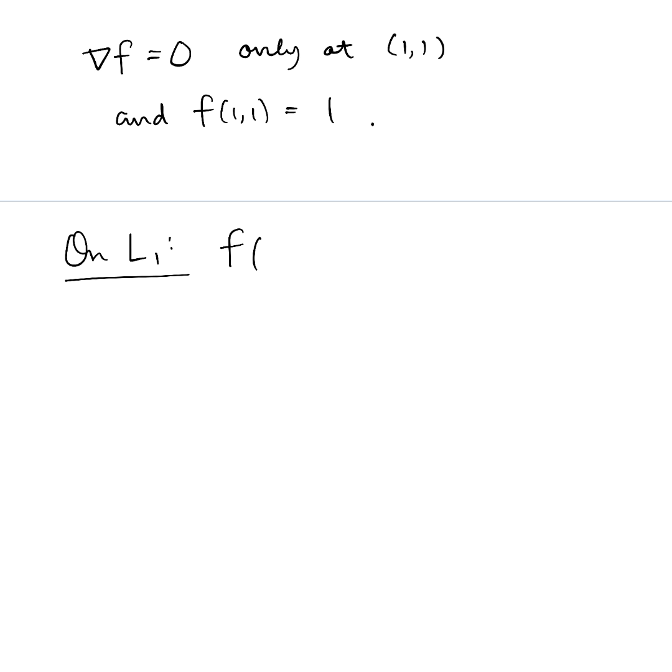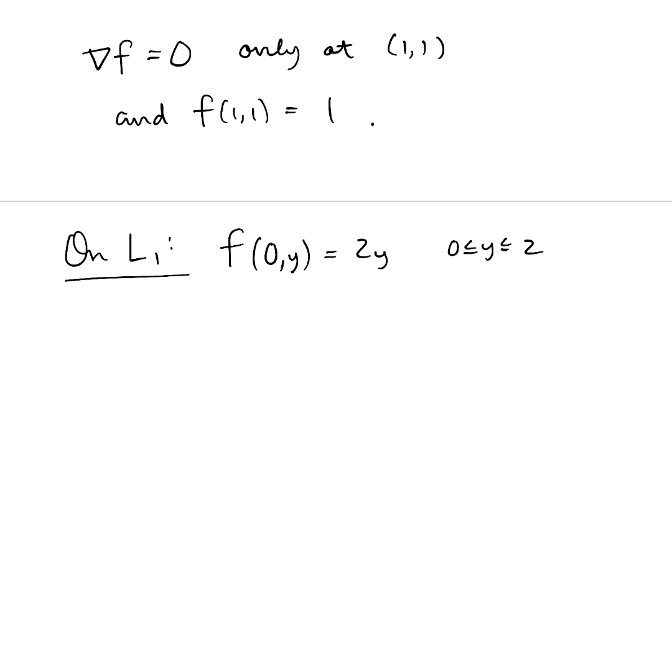Points on L1 are all of the form (0, y), which if you plug (0, y) into the function, you get 2y. And we're interested in this on L1 for y values between 0 and 2. Now, this is not a very hard Calc 1 problem.